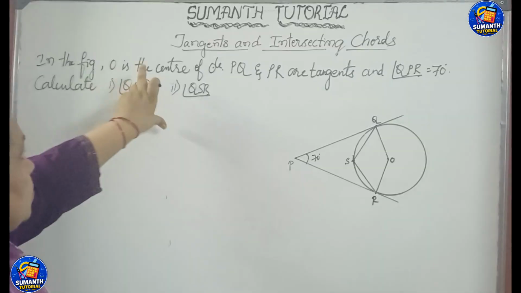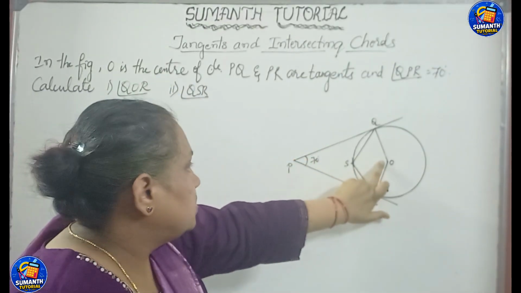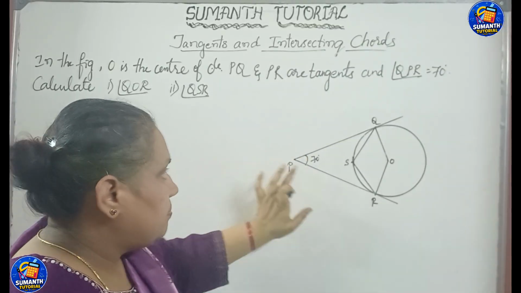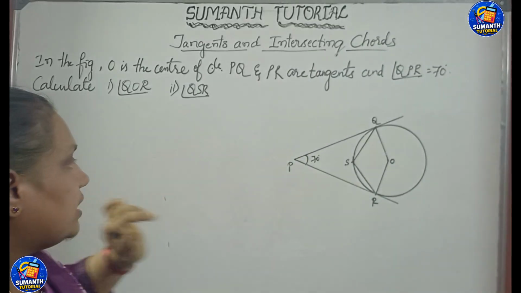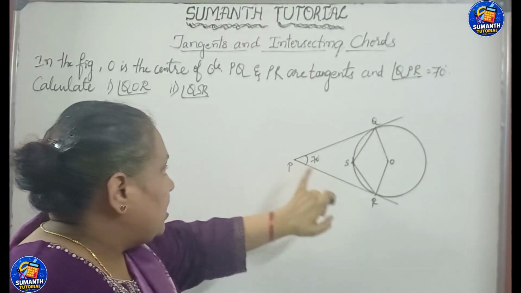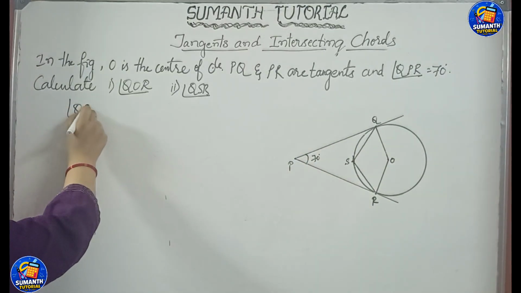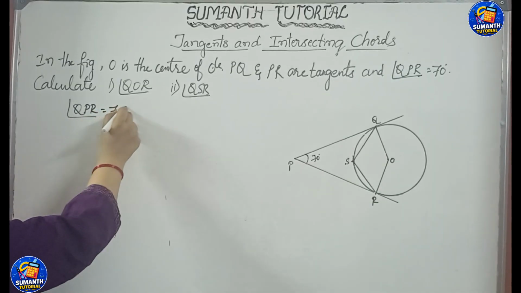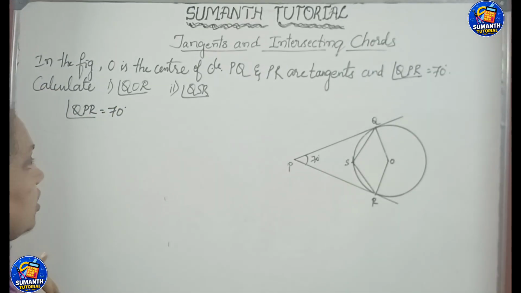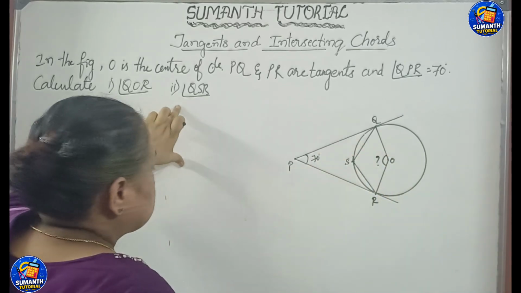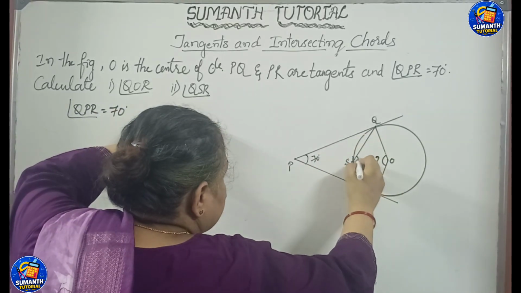In the figure, O is the center of the circle. So O is the center. PQ and PR are tangents. PQ and PR are the tangents, and angle QPR is given as how much? Angle QPR is equal to 70 degree they have given. Calculate QOR, nothing but this one we have to find. Next QSR, this one we have to find.